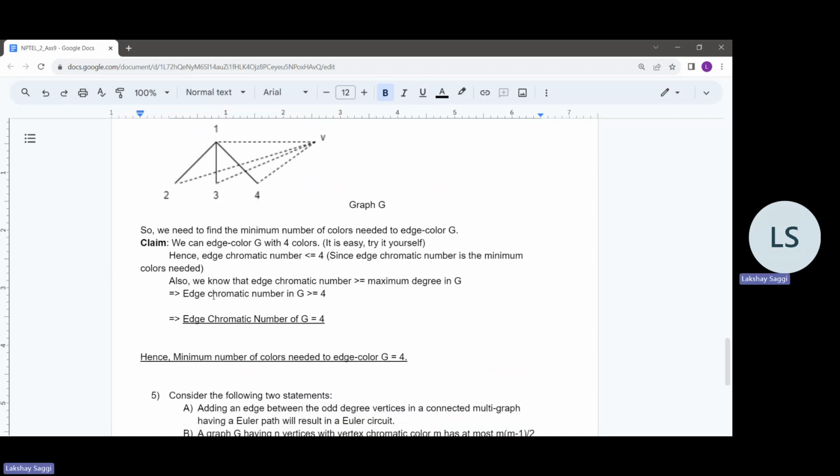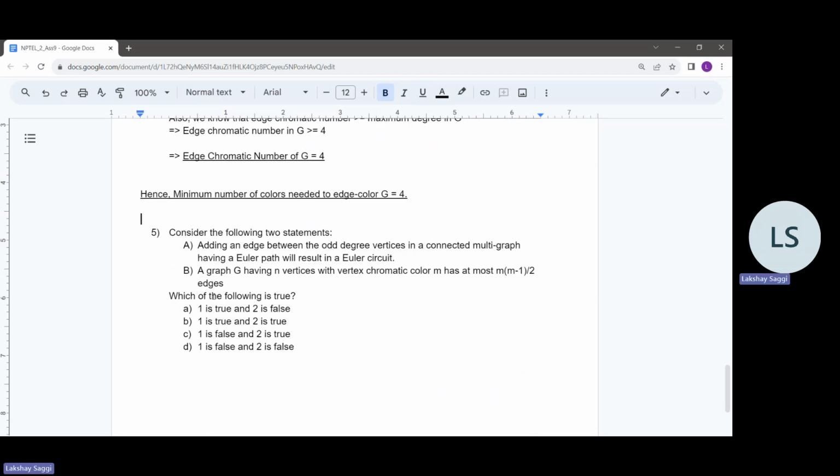So let's come to the next question. The next question is pretty easy also. It is just based on direct properties discussed in the lectures. So the fifth question is the last question for the day. I hope we'll be completing on time.